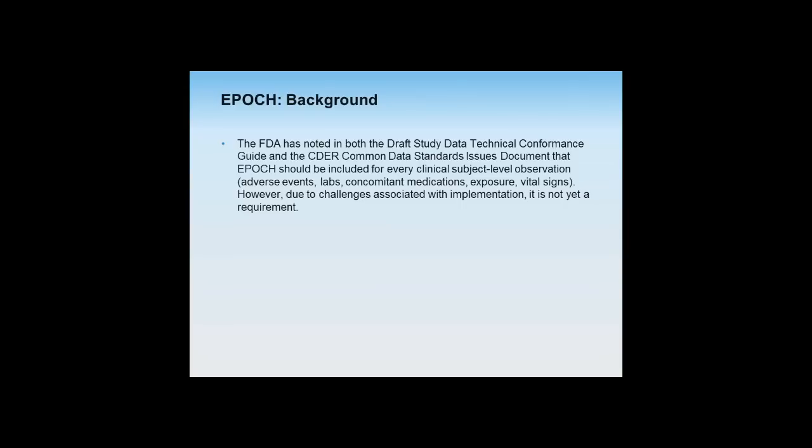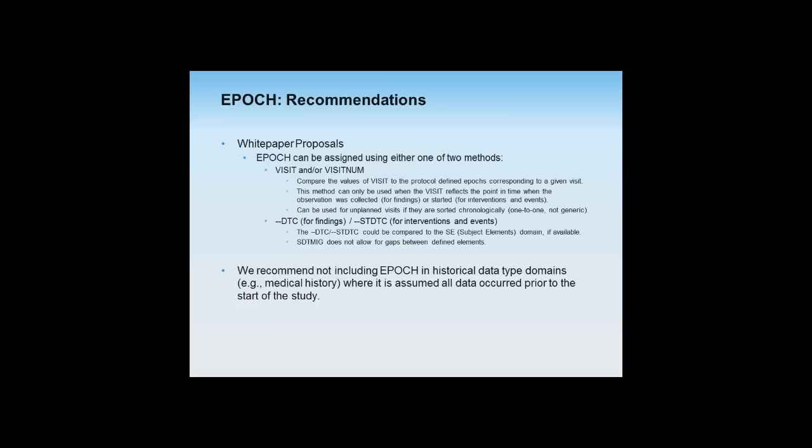So that's what spurred this topic for us, was difficulties in implementation. So our team, again, discussed this, and we have some proposals which we've written down. And we came up with the idea that Epic can be assigned using two methods in combination with each other, or one or the other. But we've identified using visitnum and visit as a method, and also the date of the record, whether that's for findings or intervention and events, or usually a date associated.